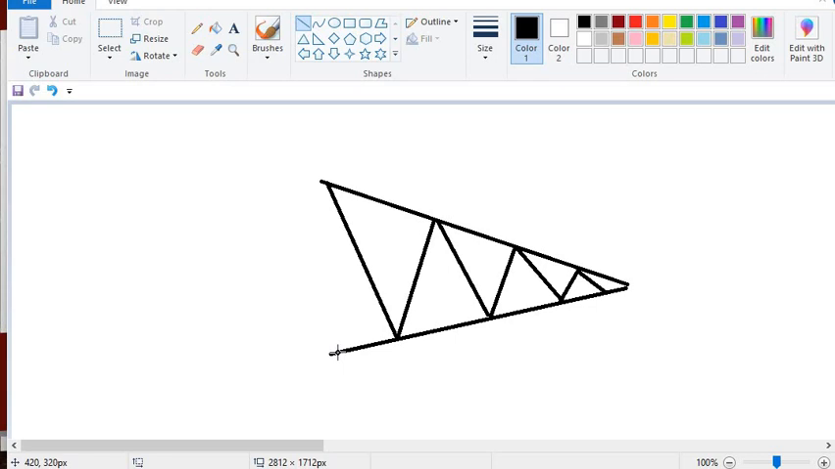Let's say the triangle is formed between 100 and 150 pips. So it will move 100 to 150 pips when the breakout happens. So it can move in either way. Let me show you its example on the chart.